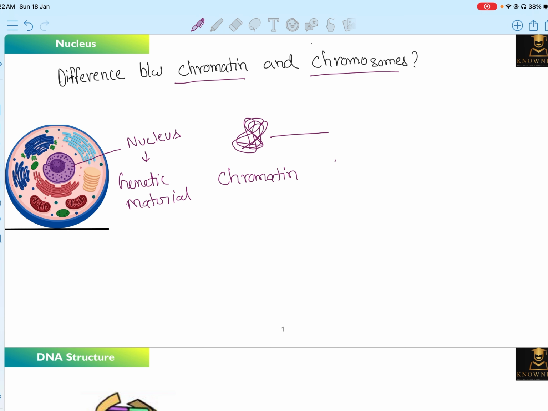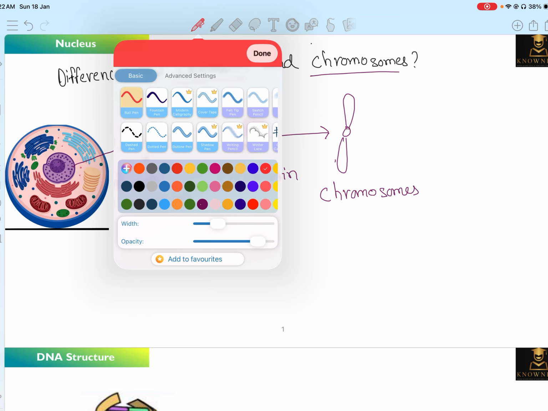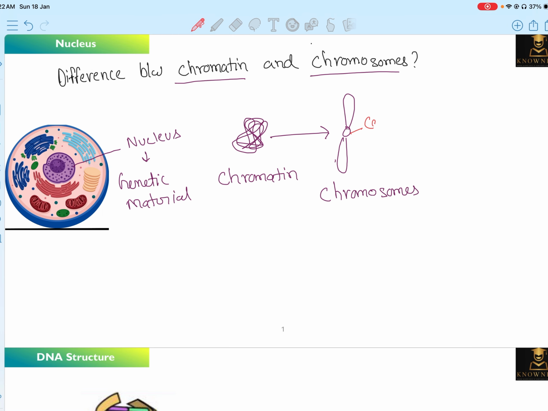But at the time of cell division, the same chromatin condenses to form this kind of a structure, and we call this structure chromosomes. If you see, the chromosomes have two major parts. The first part that you see here, the center part, is called the centromere, and the leaf-like structure that you see here, we call the chromatid.